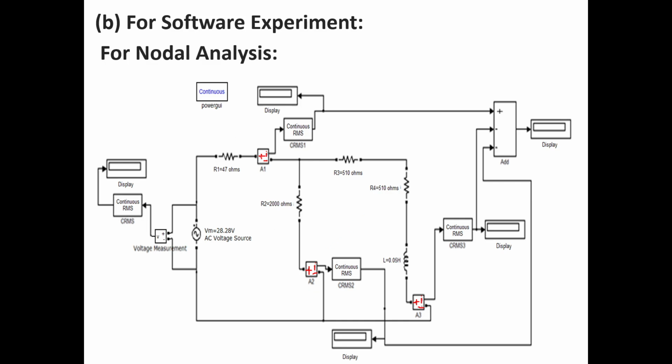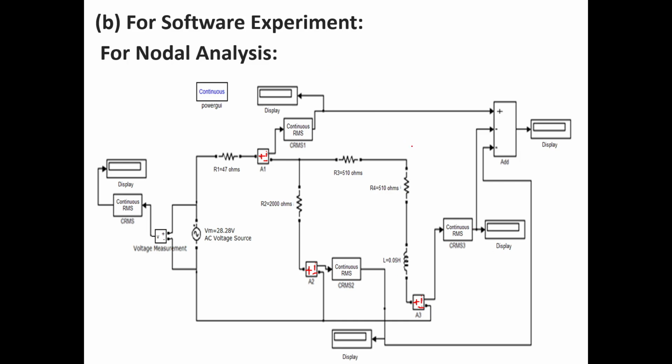In this current measurement, the I terminal must be connected to a continuous RMS, and the continuous RMS should be connected to a display. The I terminal of the current measurement in series with this 2000 ohms must also be connected to a continuous RMS, and to this a display. For R3, R4 and L, current measurements are in series with them, and the I terminal of each current measurement should be connected to a continuous RMS. To this we will connect a display.